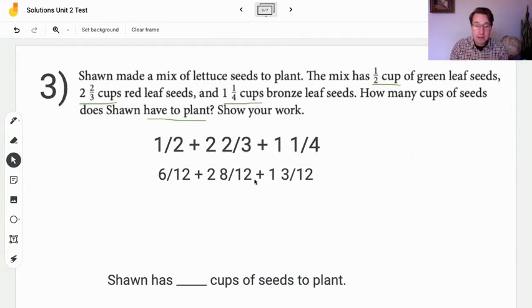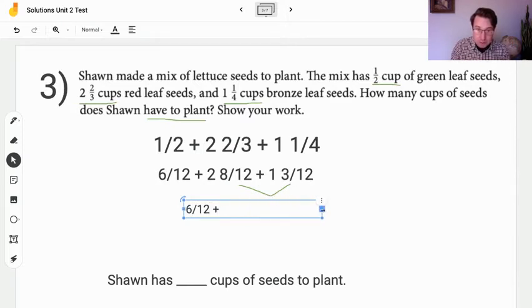Let's go ahead and add these together. I would just do order of operations. Because it's all addition, you can choose which one. I'm going to do these two first. So this is going to be 6 twelfths plus. So 2 plus 1 is 3. 8 plus 3 is 12, right? No, 8 plus 3 is 11. So this is going to be 3 and 11 twelfths.